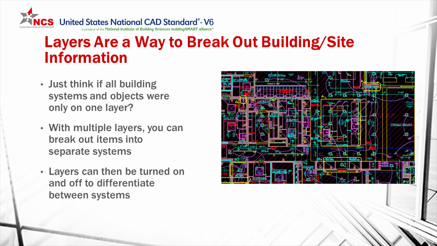And if you do break things out into multiple layers, you can break out these items into their separate systems, just like I talked about how a building can be broken out into different systems. So then you can turn layers on and off to not only look at different systems, but you can focus in on exactly what you want to look at. If you want to look at all the walls in a building, you can just turn on the walls layer. If you want to look at all the ductwork in a building, you can just turn on the ductwork layers. It's just a great way to break out information so that you're not looking at it all at once.